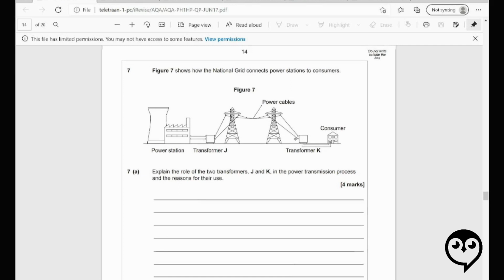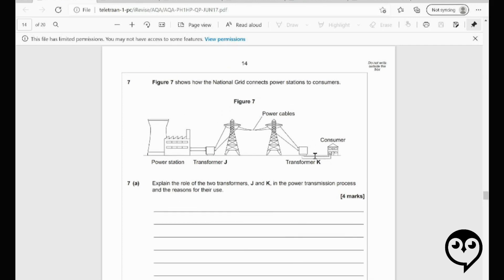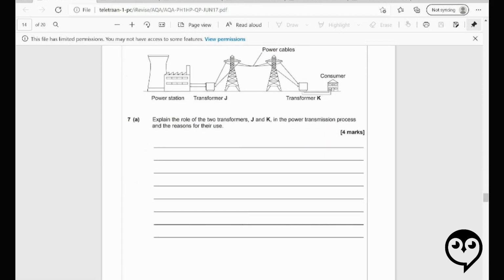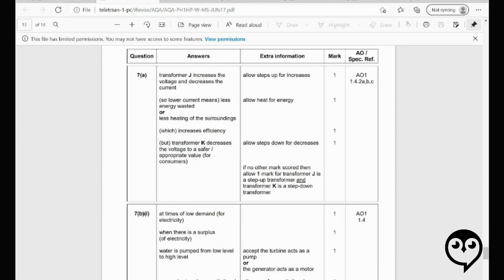And then in order to get something which is safe for us to use, we need to step down that high voltage using a step-down transformer at K. Transformer J increases the voltage, decreases the current. It means less energy is wasted. Less heating, I had said, less energy is wasted. I always forget this part. Why? Because it increases the efficiency. You got a mark for that.